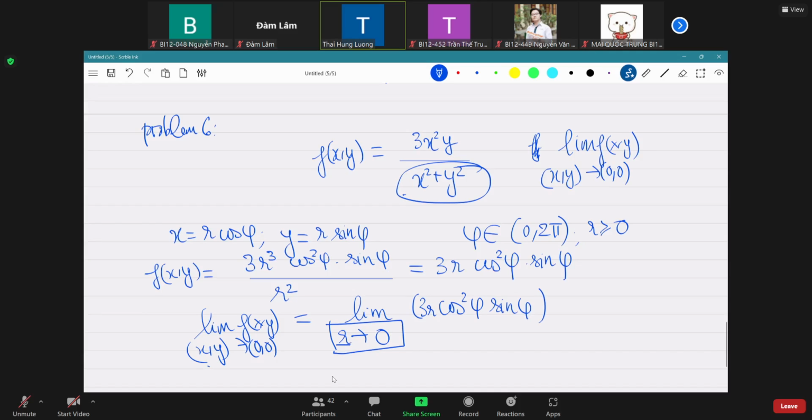Okay. And it's not difficult to see the limit equals 0 because the part of phi is bounded. So the limit equals 0, that means you should define the value of f at 0, 0 equal to 0.